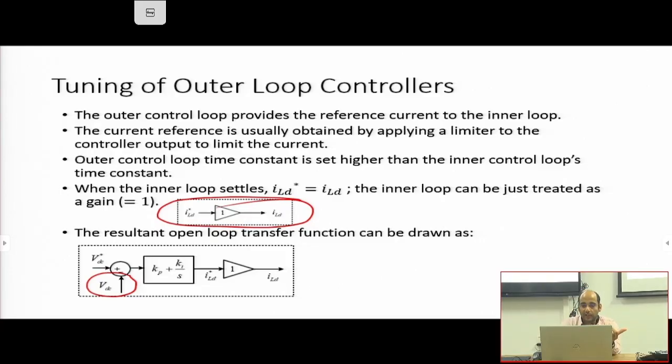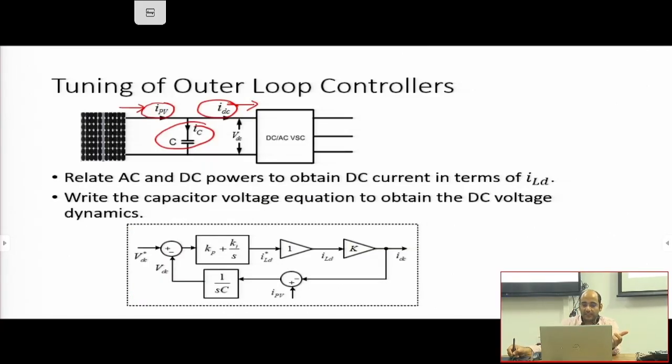Yes. So what happens now? This ILD star with a gain 1 becomes ILD, and with another gain ratio you get the DC current. And then there is subtraction with the PV current, 1 by CS, the differential equation of the capacitor, and you get the DC voltage. This becomes your closed loop transfer function. Correct?